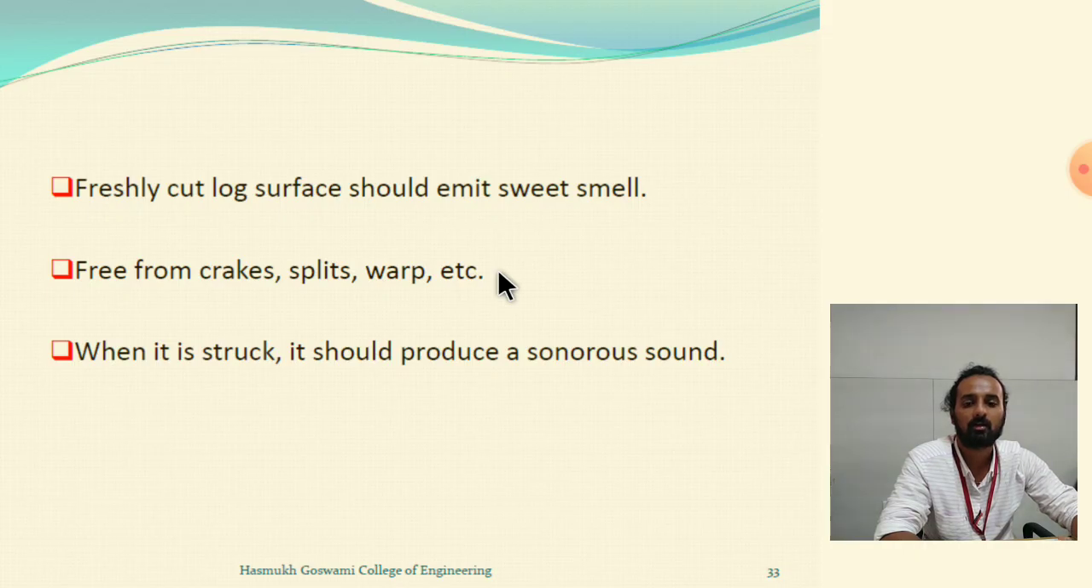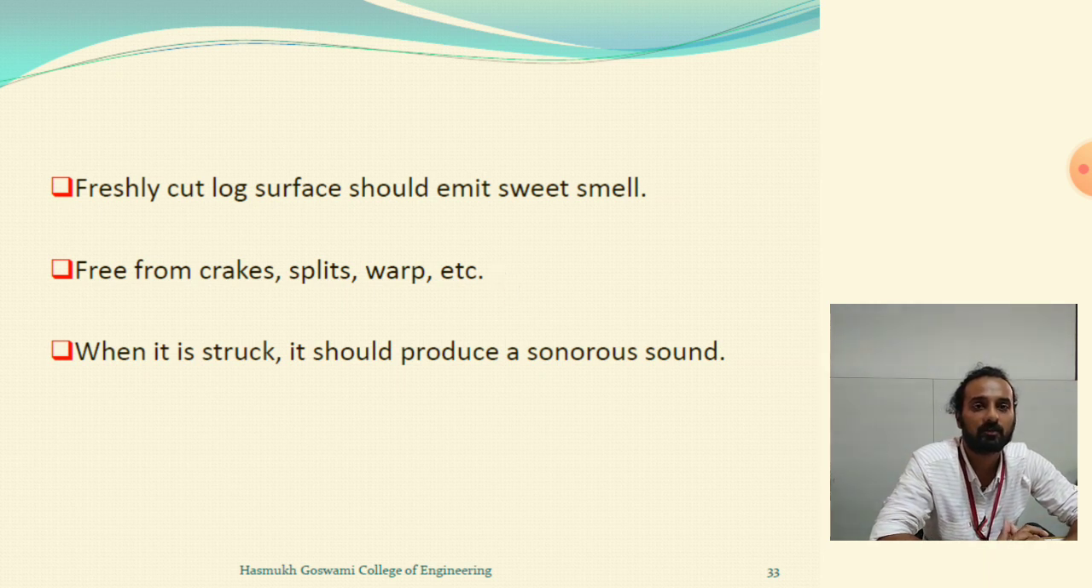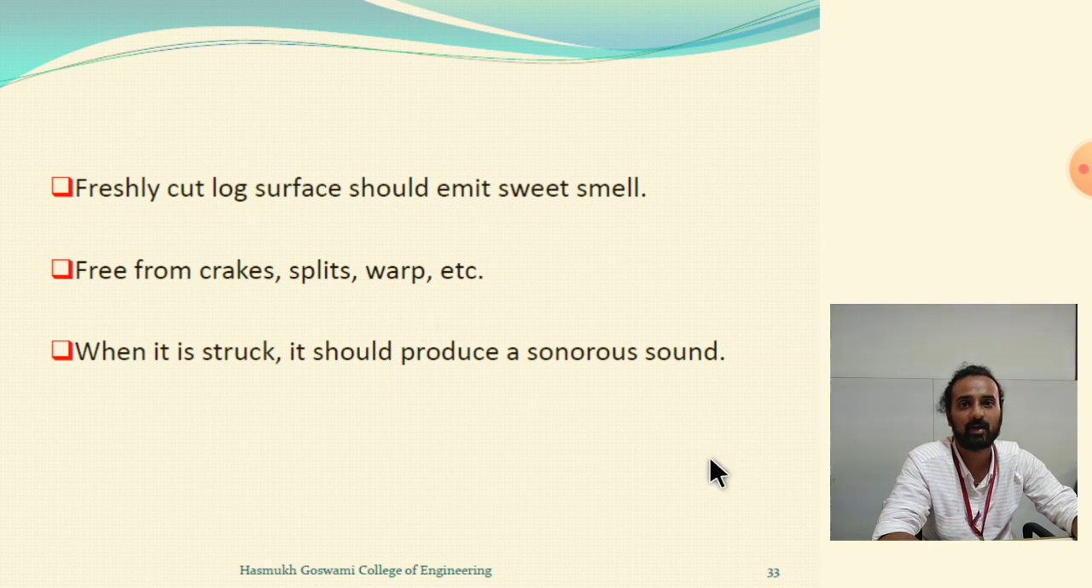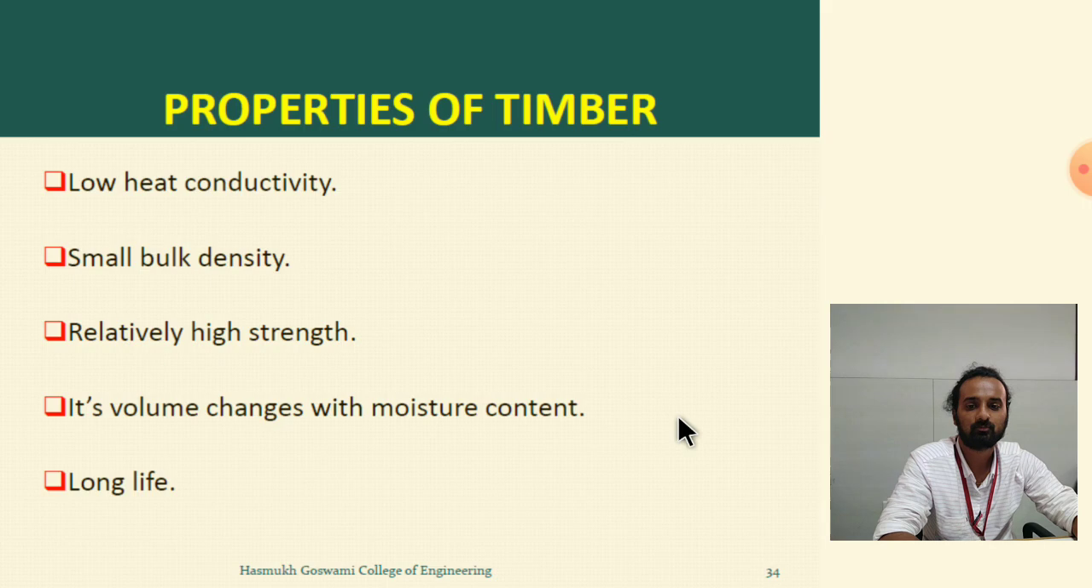So timber is the most expensive wood in the world. It comes from the rarest trees. It's called African blackwood, and it costs you around 20 lakhs per cubic meter. Yes, 20 lakhs per cubic meter. It's very expensive. So it should have a fresh cut log surface, free from cracks, splits, swab, etc. When it is struck, it should produce a sonorous sound.